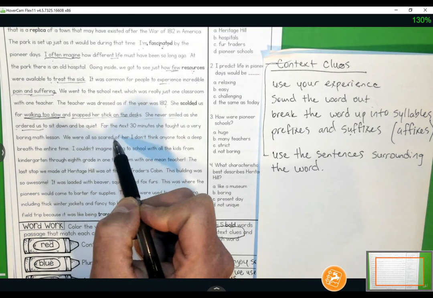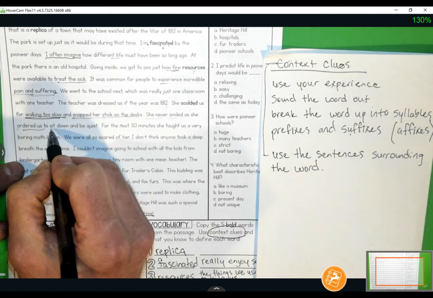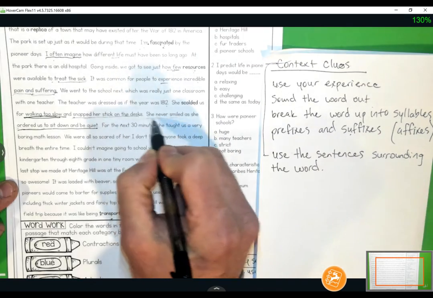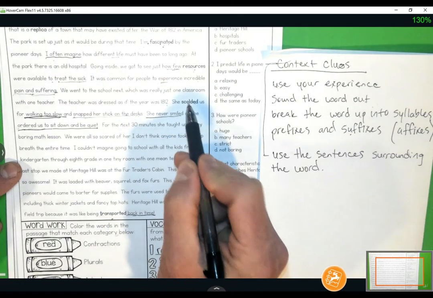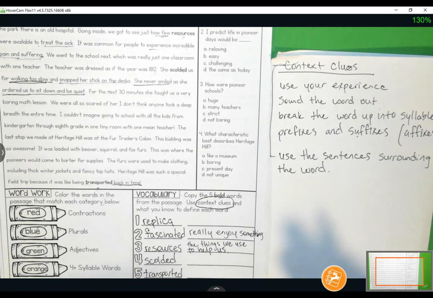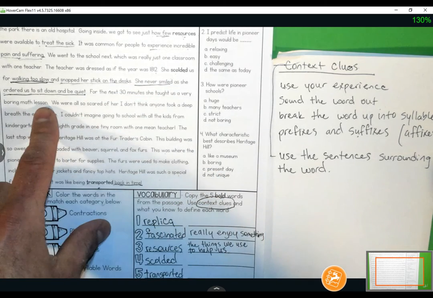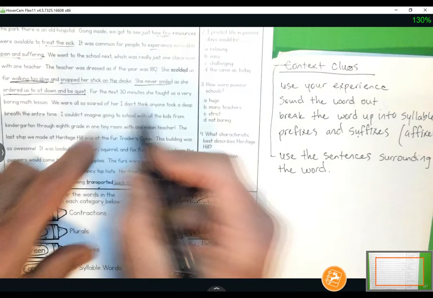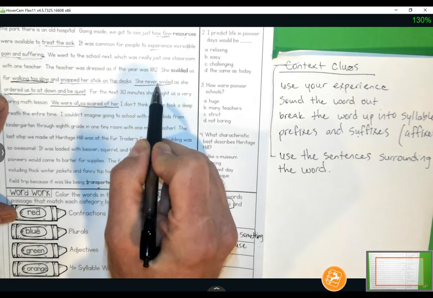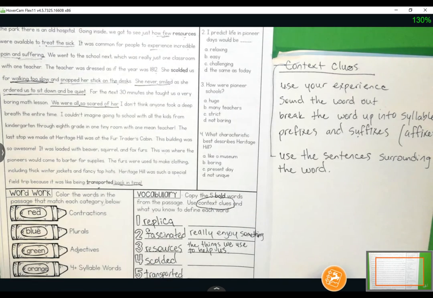The sentence after, we have, she never smiled as she ordered us to sit down and be quiet, right? Sitting down, being quiet, ordering us, snapping sticks, walking too slow, never smiled, to scold, right? To scold. I already got this negative idea of what this word means. All right, for the next 30 minutes, she taught us a very boring math lesson. We were also scared of her. So, to be scared of her, ordering these kids, never smiling, snapping sticks, walking too slow: tons of context clues for this word scolded here.